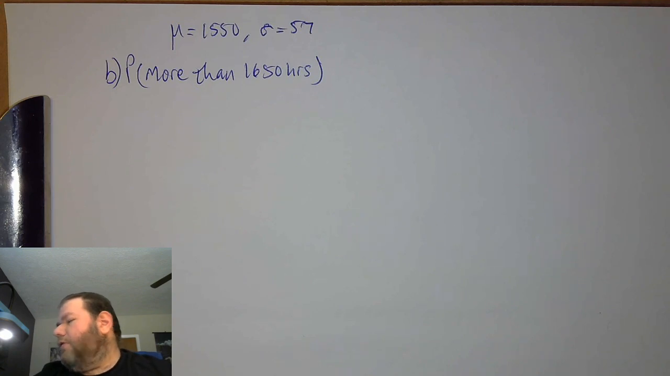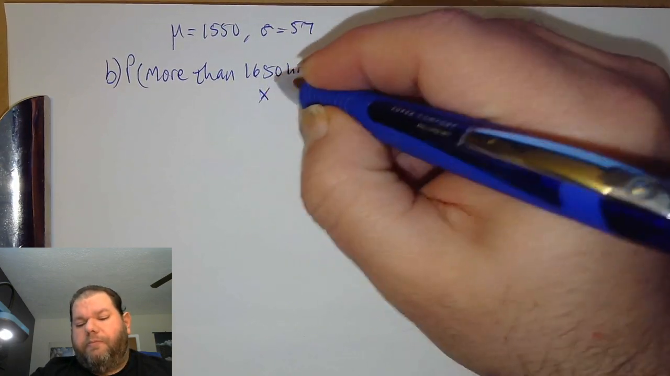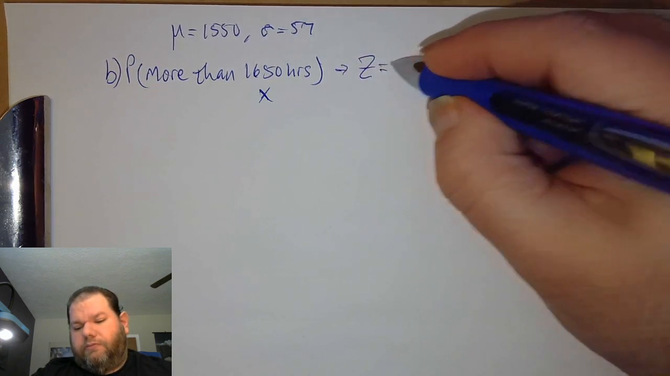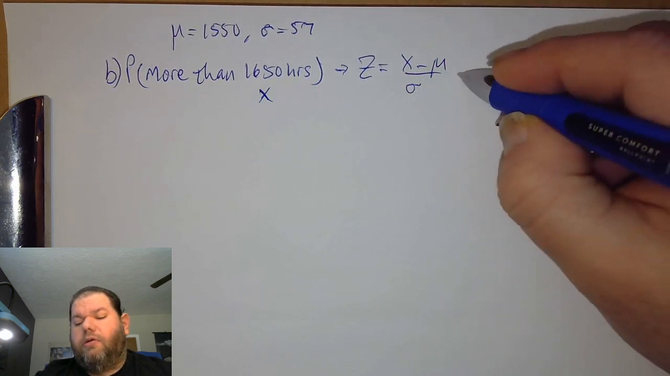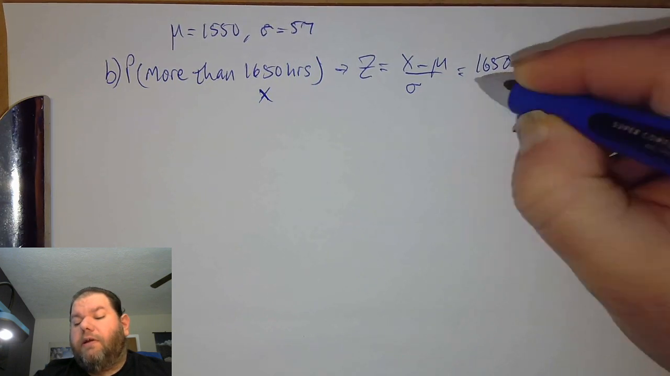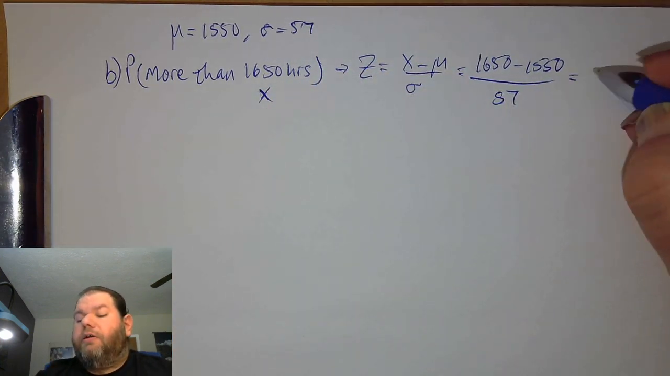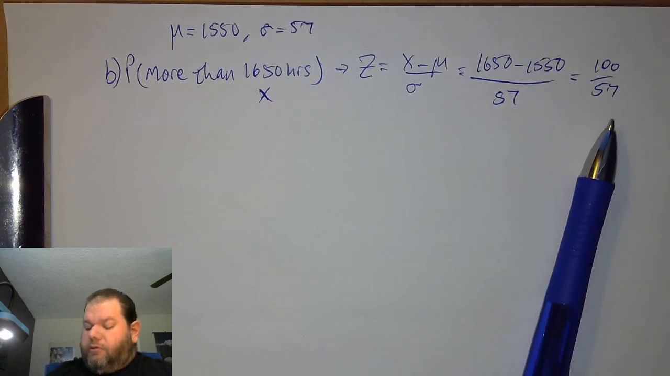So lasting longer than 1,650 hours, that's again our x, or data value. And so we'll use that to calculate z. So that's 1650 minus 1,550 over 57. So that will be 100 over 57. So it's 1.75.